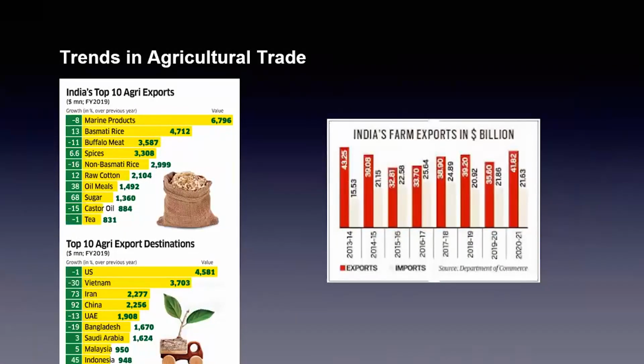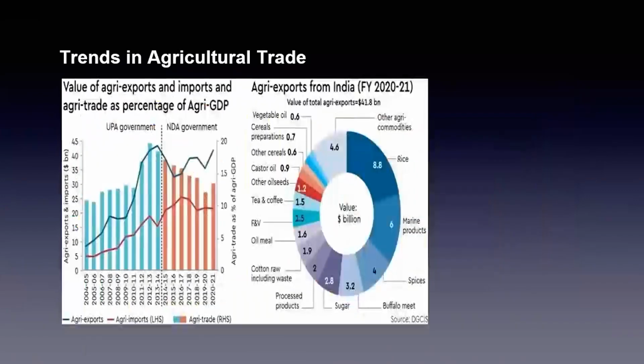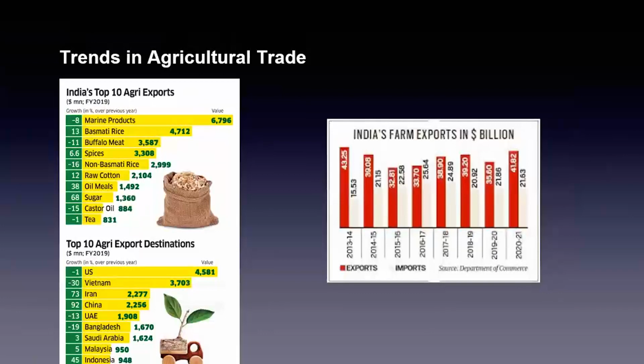So after setting the context, the next one will be what has happened and the trends in farm trade. You see the slide. It indicates the top 10 farm exports from India in value terms, and also the top 10 export destinations. Leave alone the marine products and bovine meat, there are basmati rice, non-basmati rice, spices. I told you, these are all traditional exports from India, sugar and oil meal.